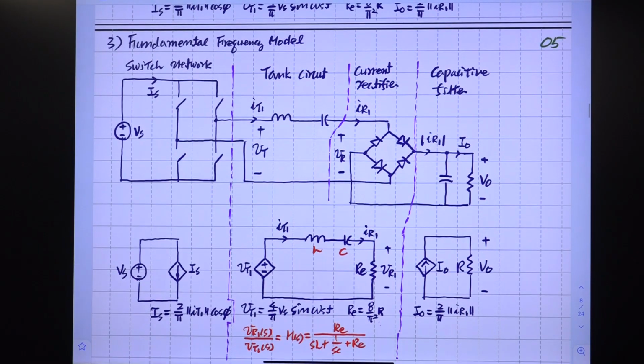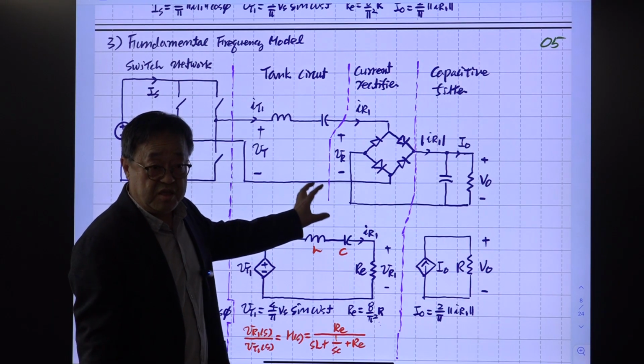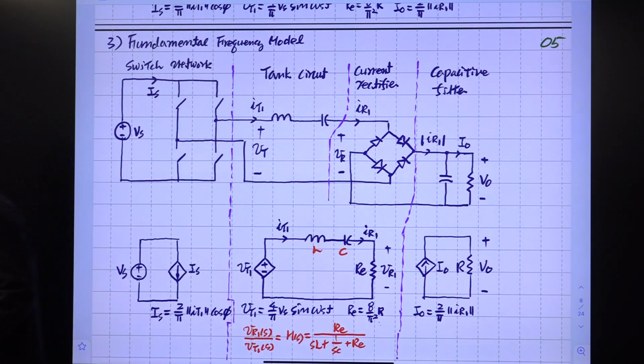I'll be using his model, Erickson's, because he is some famous guy. So I should show some respect to him. So I'm using his model. The model is stupid, but still I'm using it.